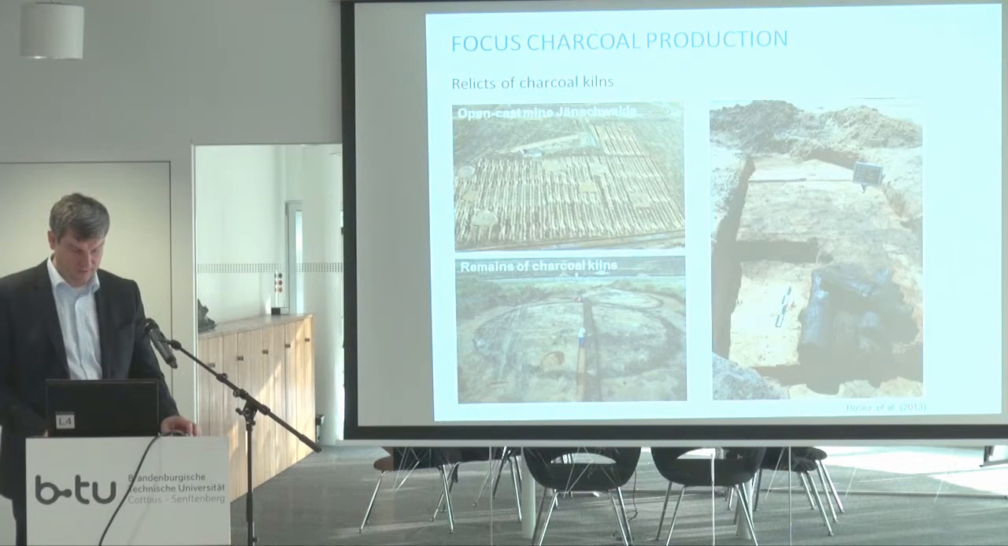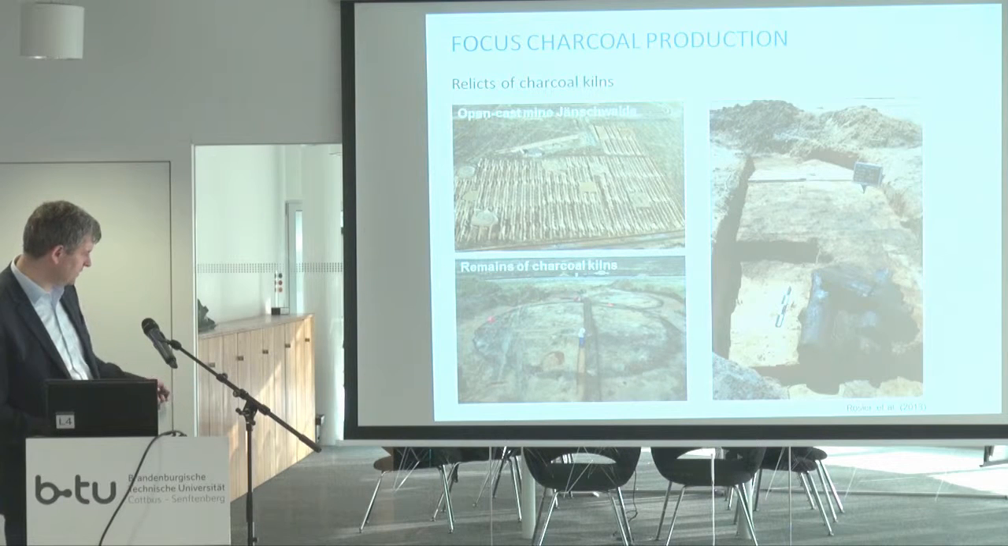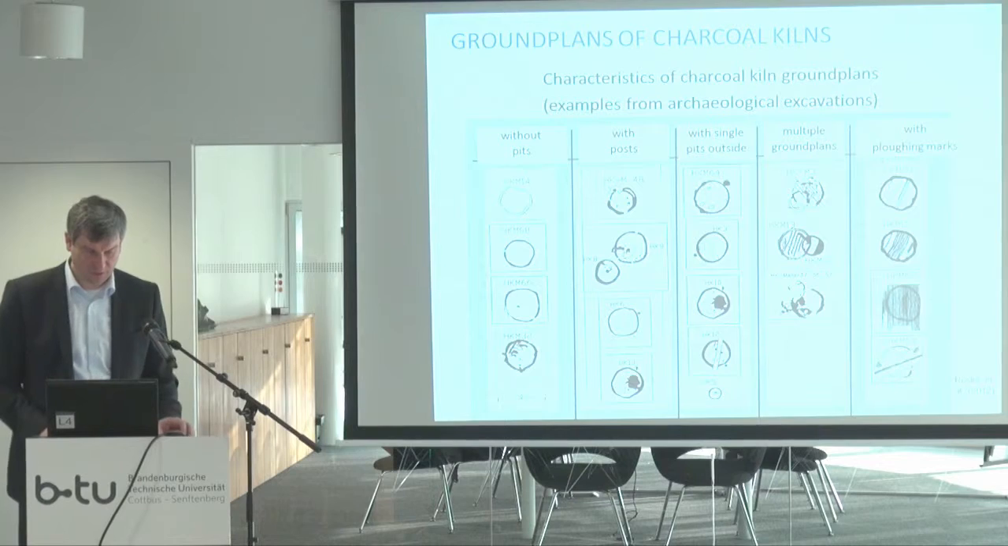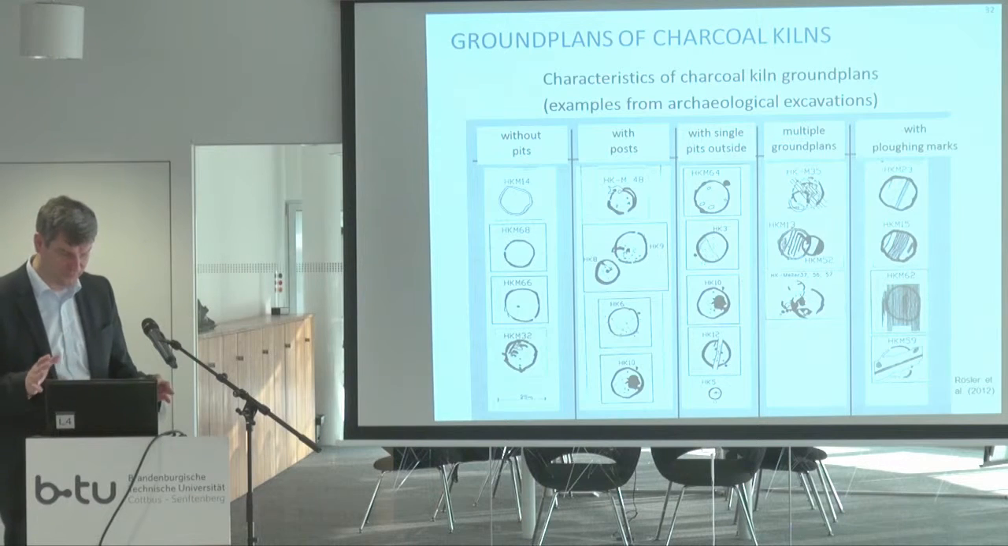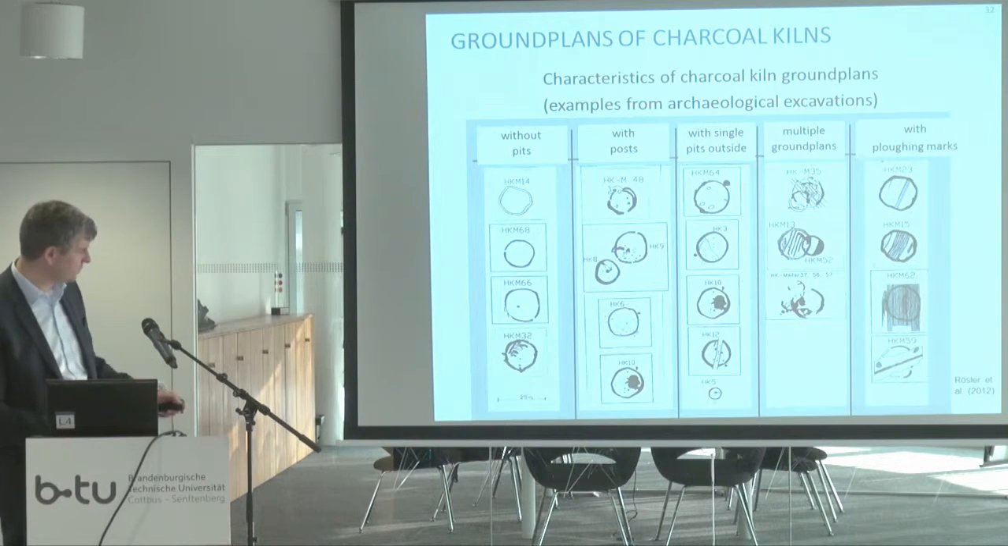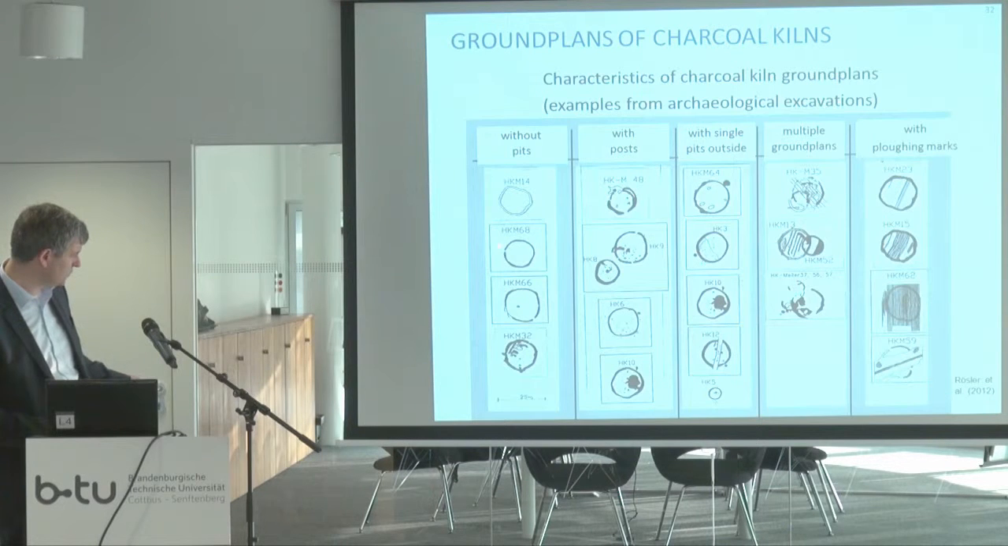And in the landscape these circles remained, because this is a ditch which was produced surrounding the ironwork. So these were circular charcoal kilns. If you are lucky, you find remains of the charcoal here. The archaeologists did a lot of surveying and classified these charcoal kilns according to the ground plans. So we have very simple ones, then some containing posts, others with pits outside, then multiple ones I showed you, or even ones with plowing marks.